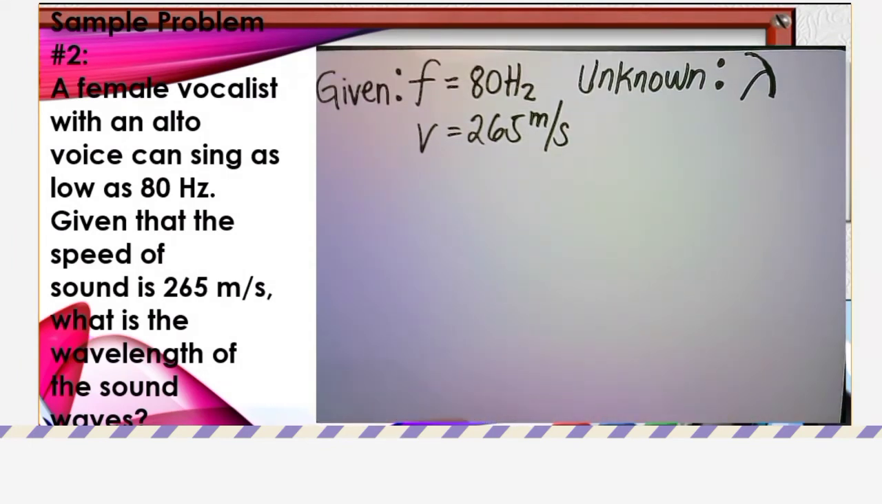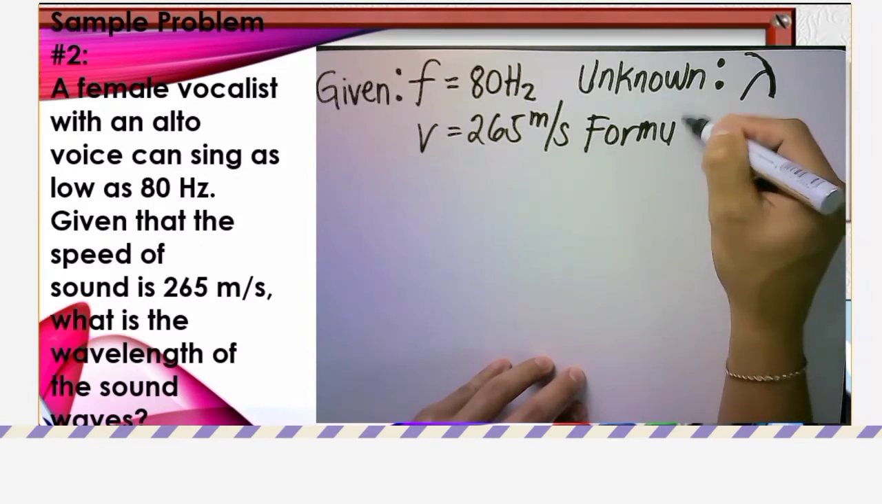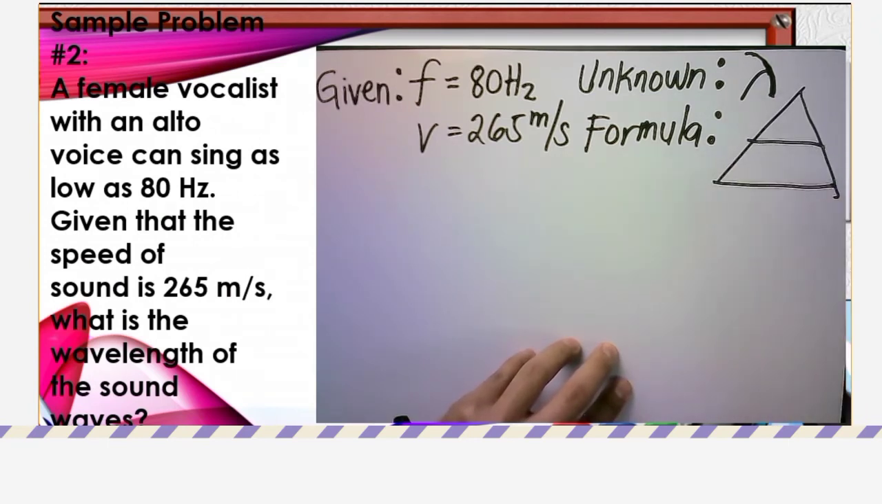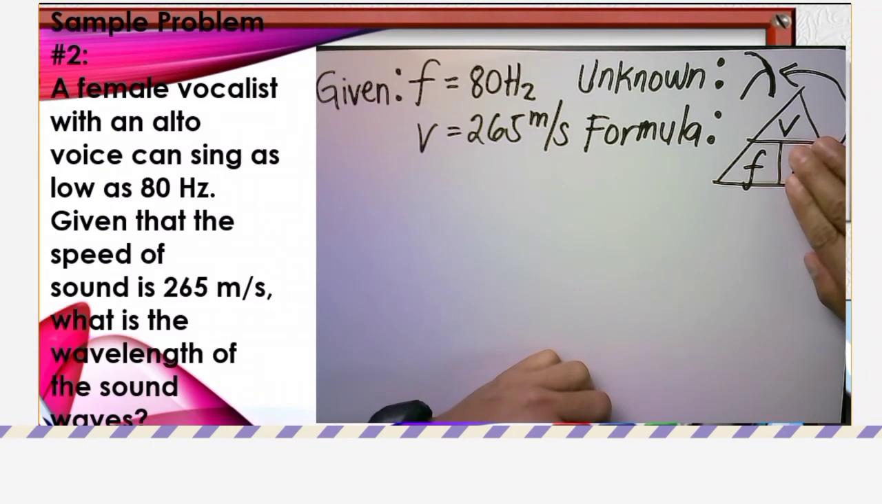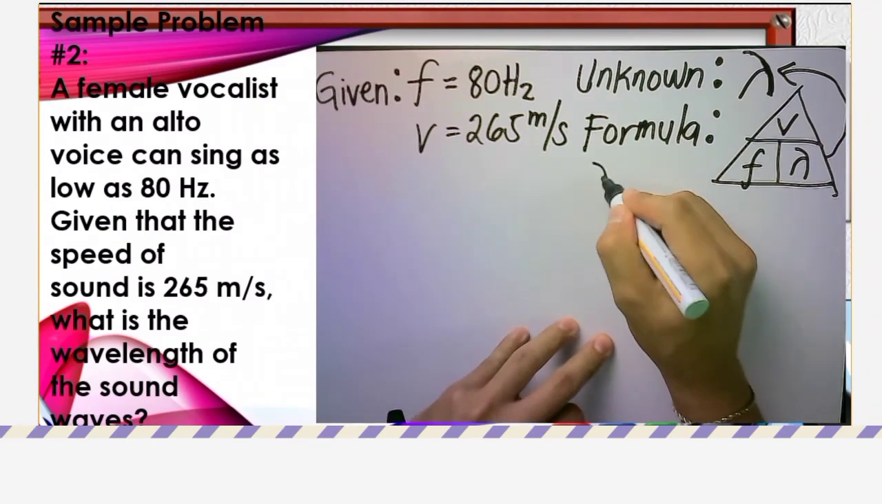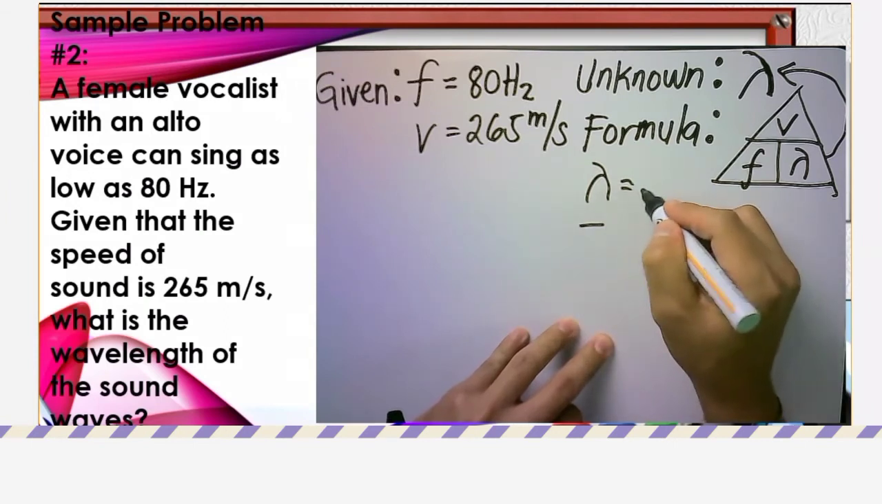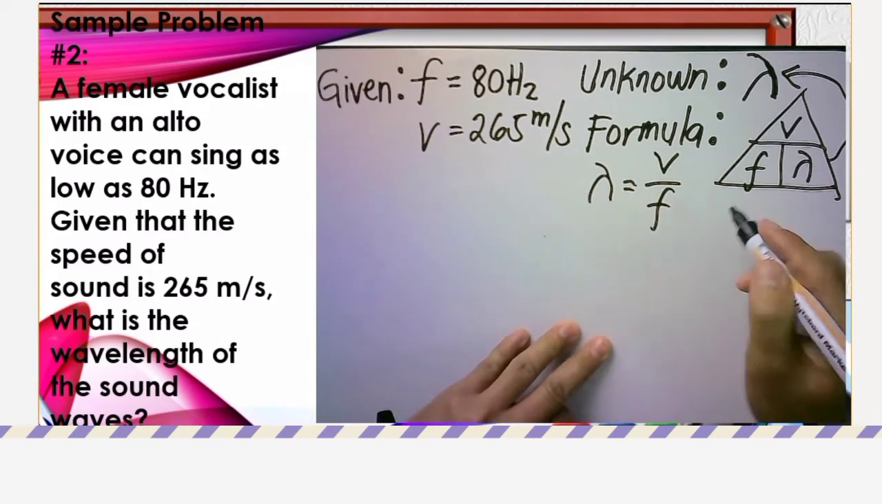How about, sir, the formula that we are going to use? We are done with given and unknown. How about the formula? Remember the triangle a while ago? That is speed on the top, and at the bottom would be frequency and then lambda. And since we are looking for lambda, what should be our formula? We need to cover this one. Okay, correct. Our formula would be wavelength is equal to speed over or divided by frequency. So, this is our formula.